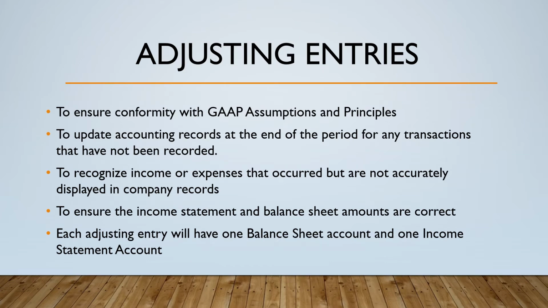Adjusting entries are the way that a company can ensure that the company is in conformity with GAAP assumptions and principles. They are used to update accounting records at the end of the period for any transactions that have not been recorded, to recognize income or expenses that occurred but are not accurately displayed on the company's records, and also to ensure that the income statement and balance sheet amounts are correct. Adjusting entries will have one balance sheet account and one income statement account.